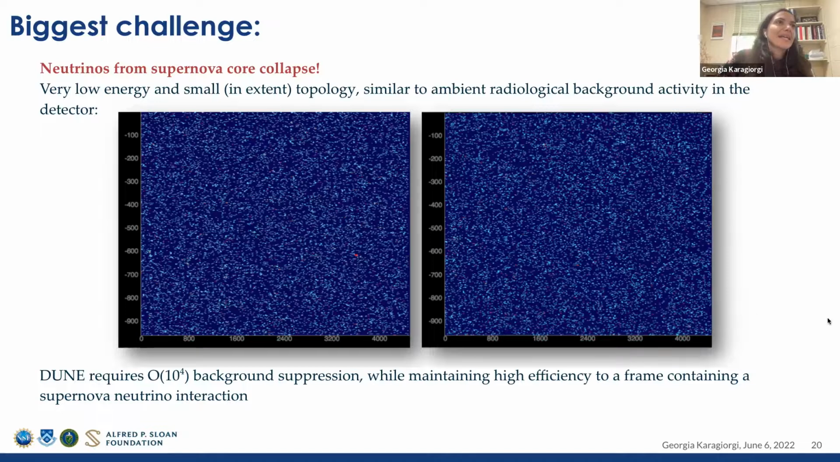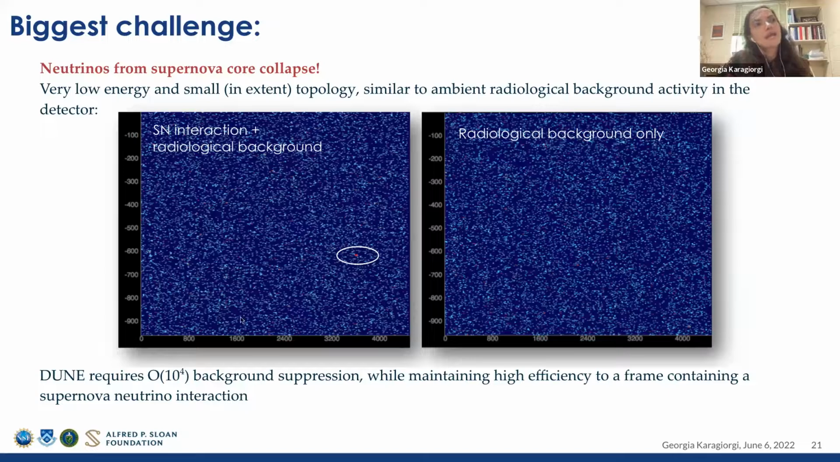I like to show these images. One of these contains a supernova neutrino interaction and the other one doesn't. I don't know if you can tell which one does and which one does not. Here I will show you. The supernova interaction is seen here as this slightly more noticeable red dot on top of this ambient radiological and electronics noise background.